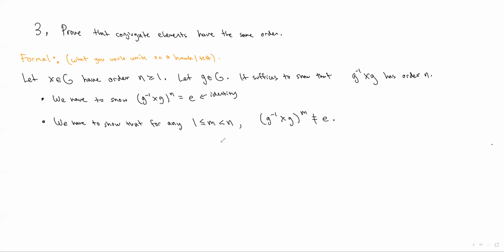Okay, so first, let's show that it to the power of n is the identity. And here's a very common trick when you have conjugates. So (g inverse x g) to the power of n is g inverse x g repeated n times.